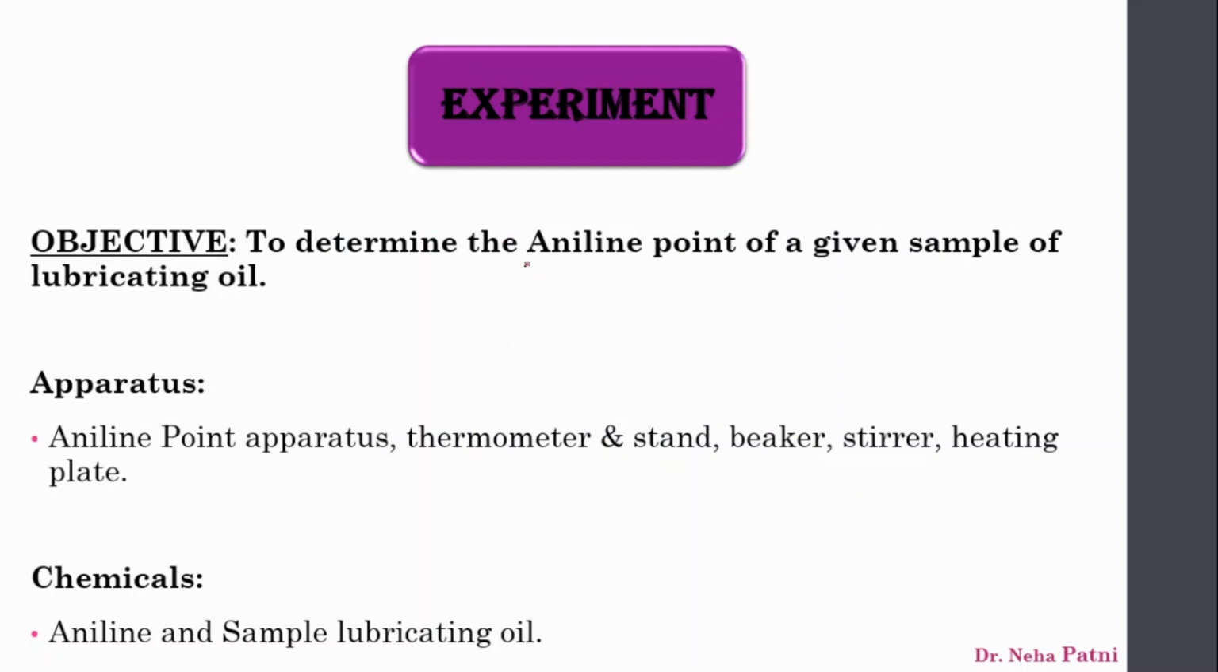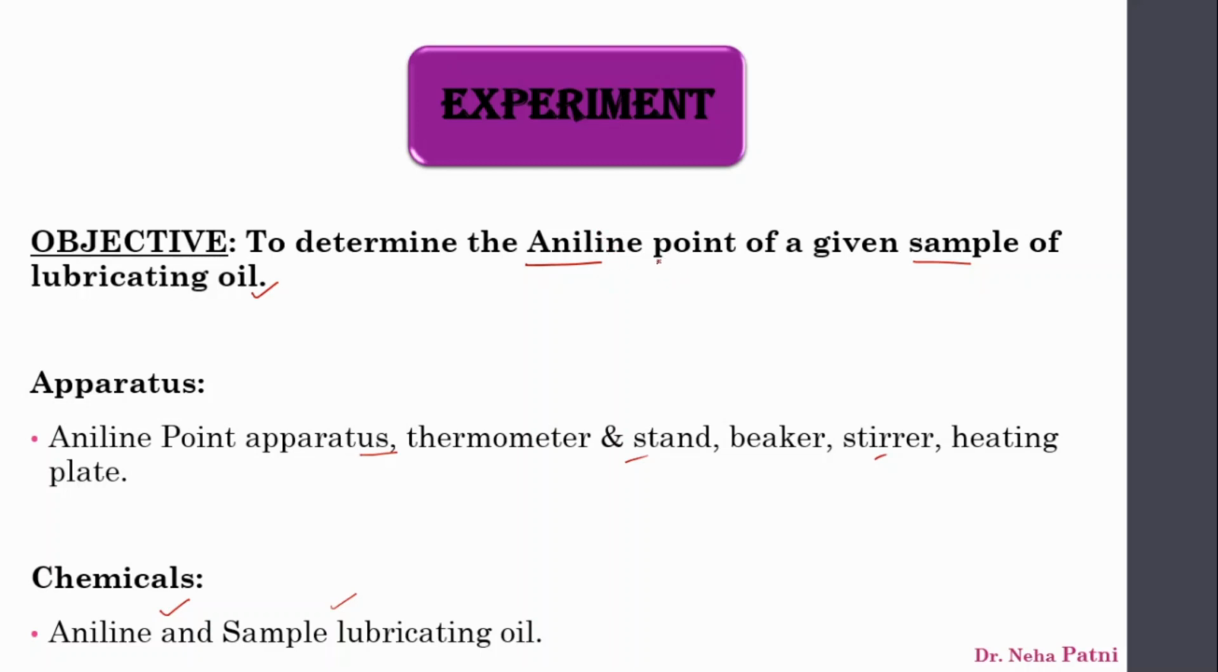We are going to find out the aniline point of a given sample of lubricating oil. So your aim is very clear: you have to determine the aniline point of the lubricating oil. The chemicals would be aniline and the sample lubricating oil. For today we'll take diesel as the sample lubricating oil, and the apparatus is very simple. You can call it aniline point apparatus, and if you don't have that, you can simply use a beaker, thermometer, stand, stirrer, etc. Let us first see what aniline point is, and then how to determine this particular temperature.